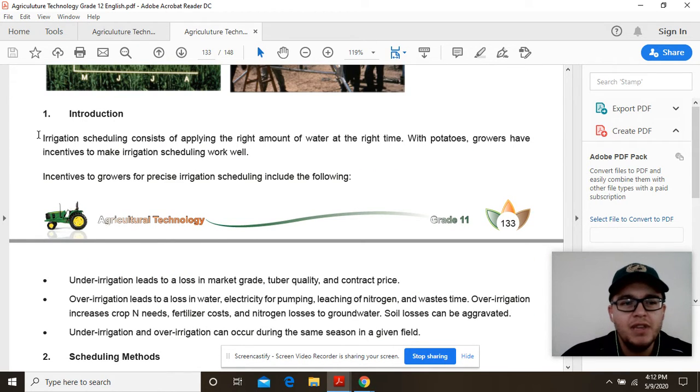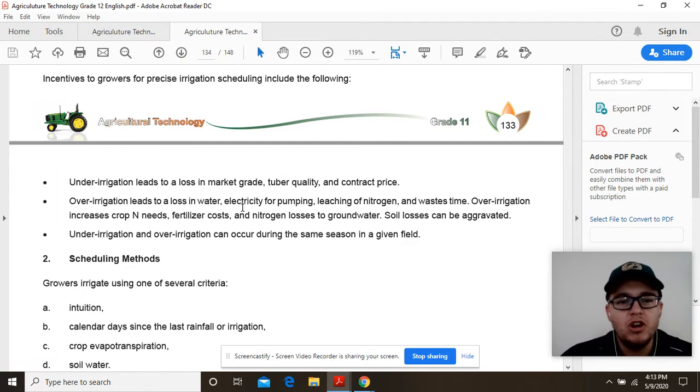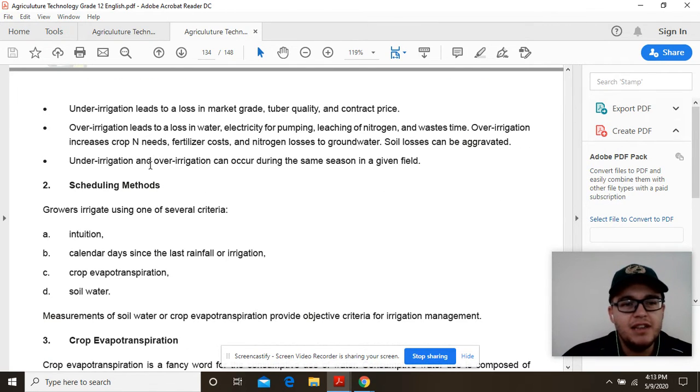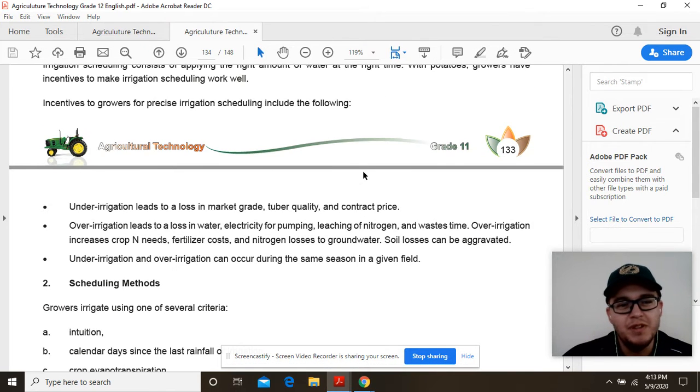Now, there's the introduction. Irrigation scheduling consists of applying the right amount of water at the right time. With potatoes, growers have incentives to make irrigation scheduling work well. Incentives to growers for precise irrigation scheduling include the following. Under-irrigation leads to a loss in market grade, tuber quality, and contract price. High over-irrigation leads to a loss in water, electricity for pumping, leaching of nitrogen, and wasted time. Over-irrigation increases crop needs, fertilizer costs, and nitrogen losses in groundwater. Soil losses can also be aggravated. Under-irrigation and over-irrigation can occur during the same season on a given field.